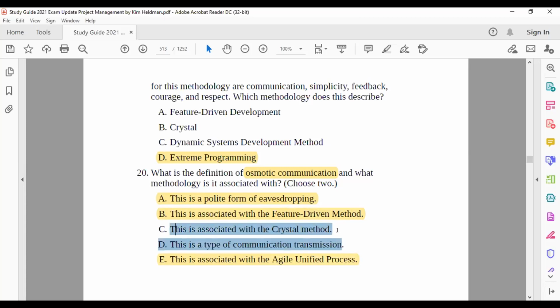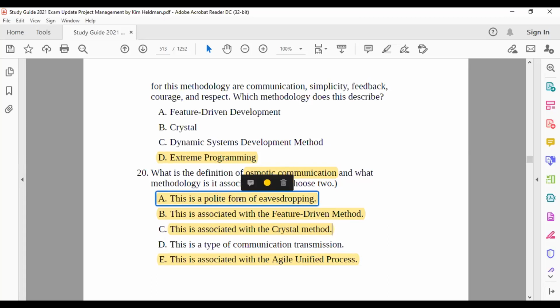This is associated with the Crystal method, because in the Crystal method we work in a family, and this is a type of communication transmission. This is a polite form of eavesdropping. Yes, eavesdropping. Correct.